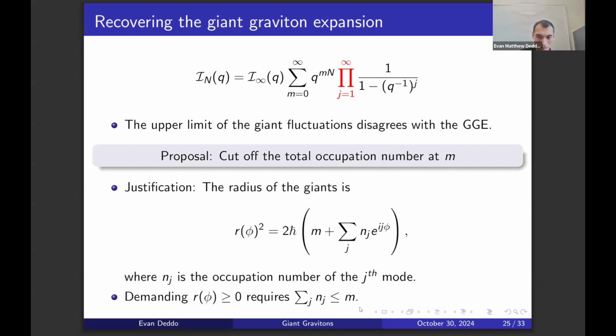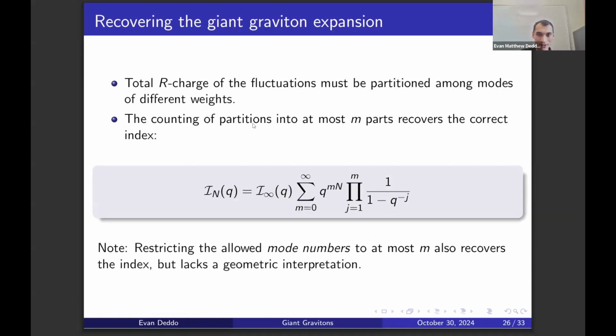With this proposal, we find that basically we're counting partitions, because the total R charge of a configuration must be partitioned amongst these modes, which we can think of as having different weights. By giving this condition on the total occupation number, this is a problem of counting partitions into at most m parts. We're saying that we can't have more than m pieces in our partition. And this is a well-known result from combinatorics that this will give us the correct product for the giant fluctuations.